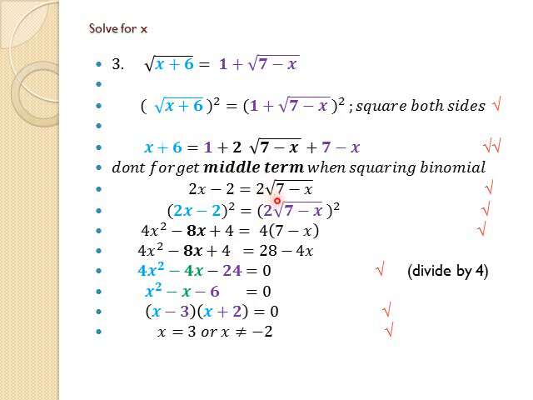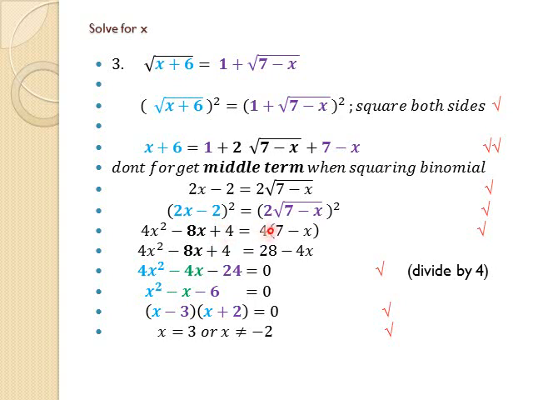And I'm left with 2 square root of 7 minus x. So again, I'm isolating the square root. So square both sides. 2 squared is 4, times 7 minus x. Don't forget the middle term. 2 times 2 gives me 4. x times x, x squared. 2x times negative 2 would give me negative 4x. Negative 4x times 2 gives me negative 8x. Negative times negative is positive. 2 times 2 gives me 4.